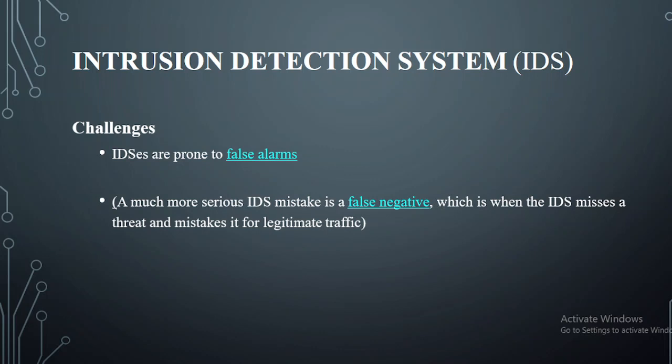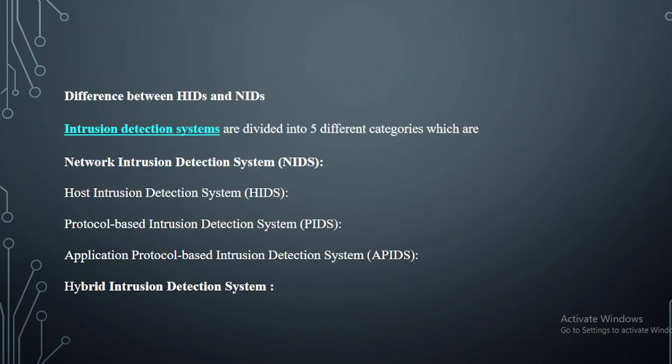Of much more serious worry is a false negative, in which an IDS misses a threat and treats it as legitimate traffic, and then it does not notify that there is a challenge. Under such a circumstance, there is a risk that hackers may hack successfully, or the system may be compromised. So many things can happen to the system when there is a false negative.